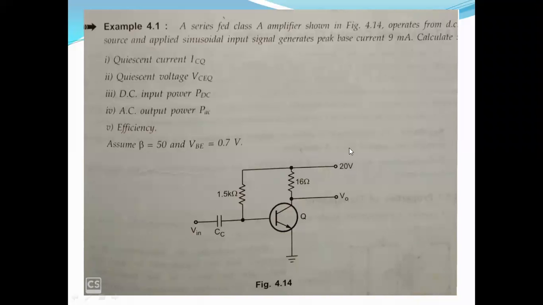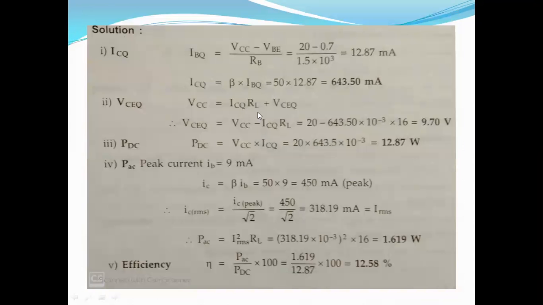Here we have one voltage VCC. Here the voltage drop becomes ICQ into RL. This is RL and the current is ICQ. And here we have one voltage, that is VCEQ. If you apply KVL, VCC is equal to ICQ RL plus VCEQ. So from this equation, VCEQ is equal to VCC minus ICQ RL. You know VCC is 20 minus ICQ, 643.5 milliamps, into RL. RL is 16 ohms. So VCEQ is 9.7 volts.